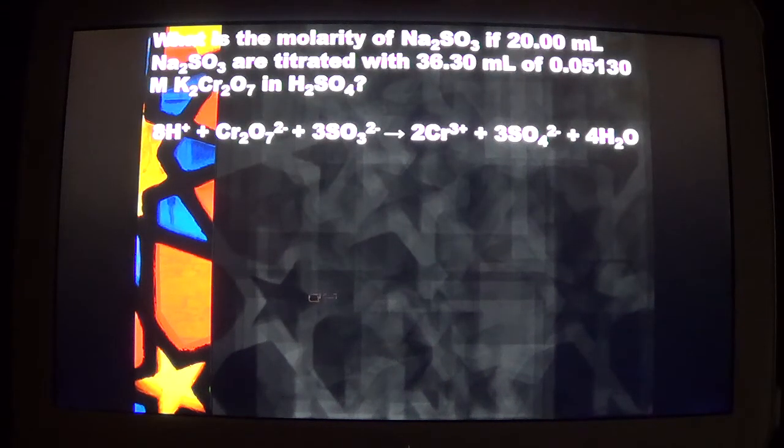Okay. What is the molarity of sodium sulfite if 20 milliliters of sodium sulfite are titrated with 36.30 milliliters of 0.05130, yeah, I probably just started typing in random numbers, of potassium dichromate in sulfuric acid?